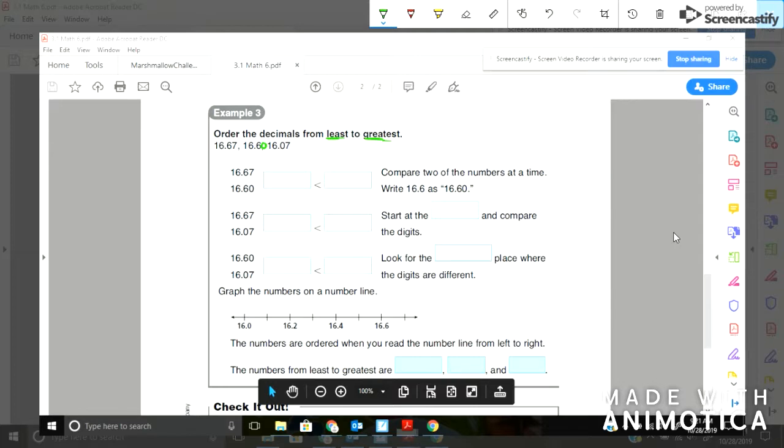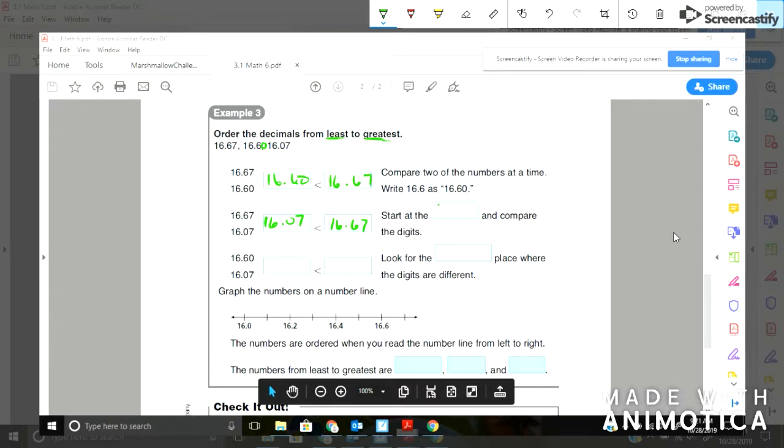Again, we're going to write 16.6 as 16.60, add a 0 to the end. So comparing these two, we'd have 1660 is less than 1667. And if we were to compare two other decimals, we would come up with, well, 16.07 is less than 16.67.